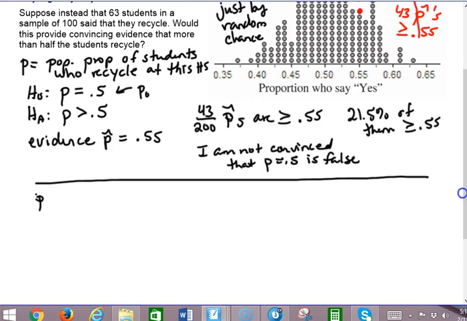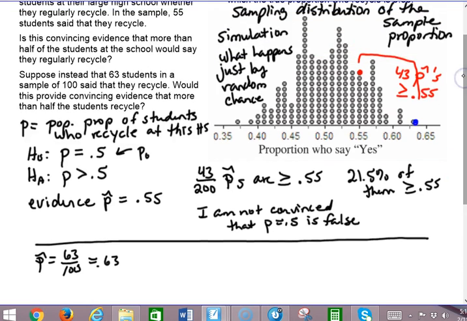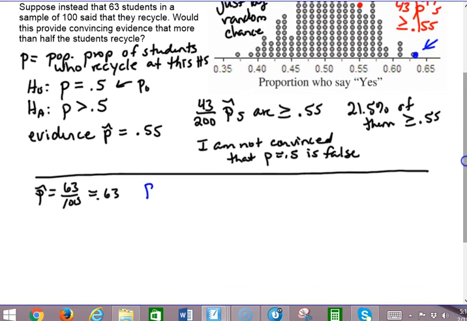Now we have a p-hat equal to 63 out of 100, or 0.63. So when we look up at our graph, that only happened one time. So this is 1 out of 200. This is a very unusual occurrence. So the p-value here is equal to 1 out of 200, and I'm going to say the approximate p-value because remember, this is just based on a simulation of 200.